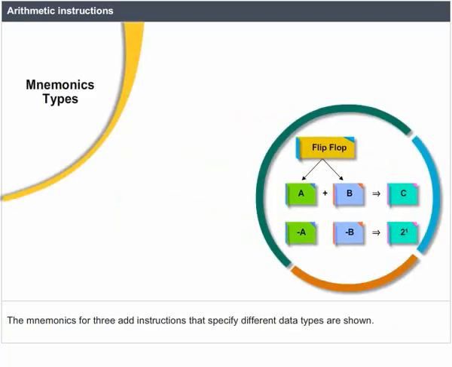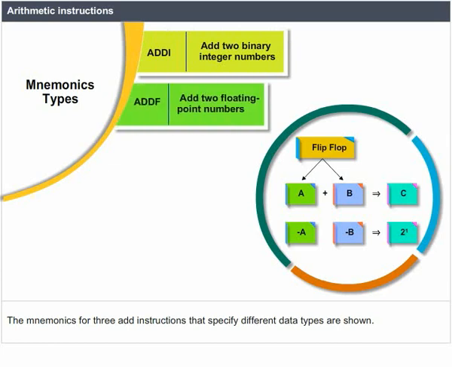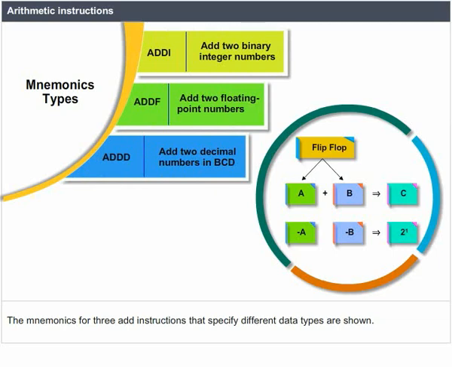The mnemonics for three add instructions that specify different data types are shown. ADDI: add two binary integer numbers. ADDF: add two floating point numbers. ADDD: add two decimal numbers in BCD.